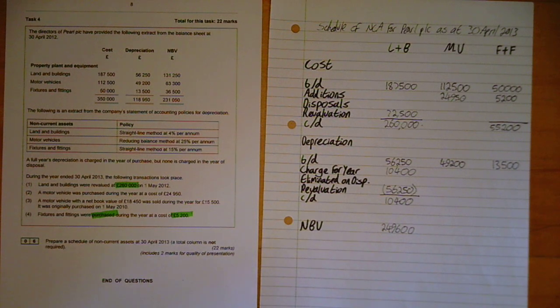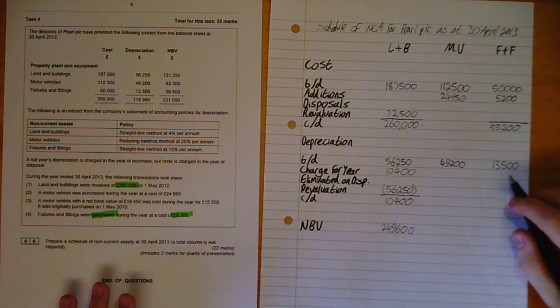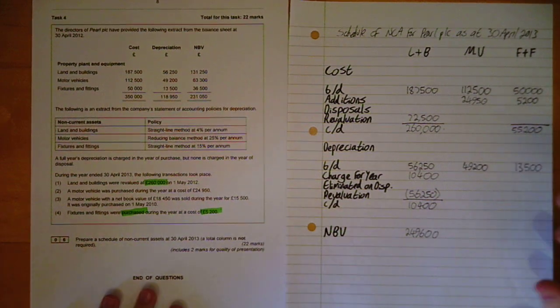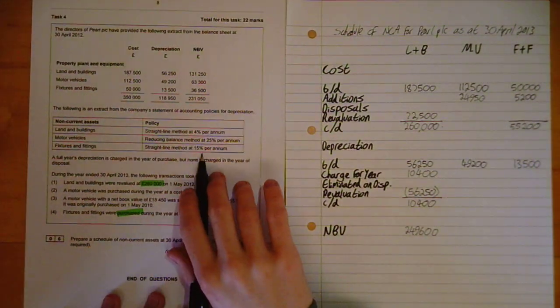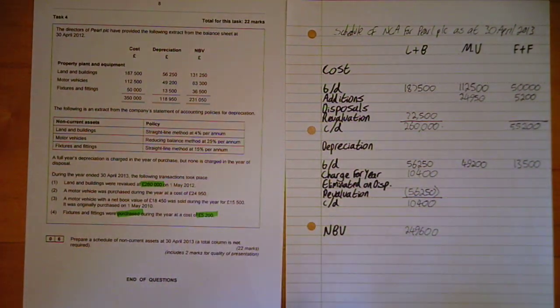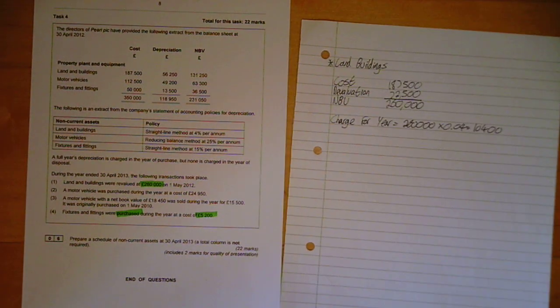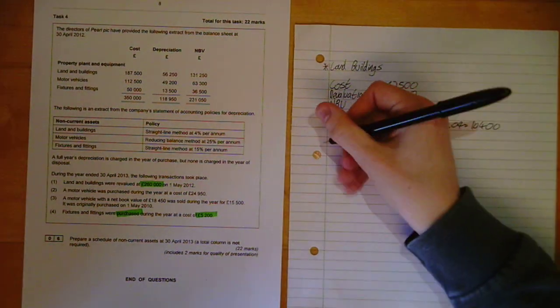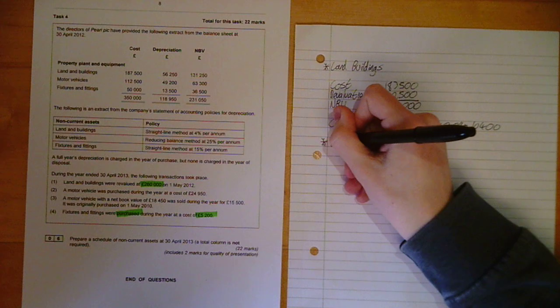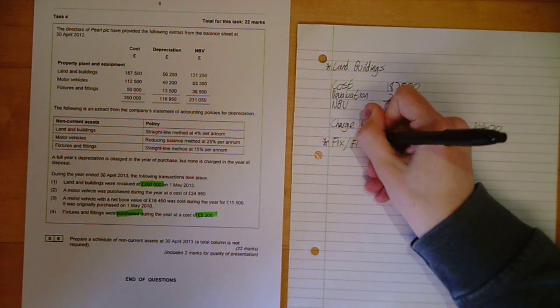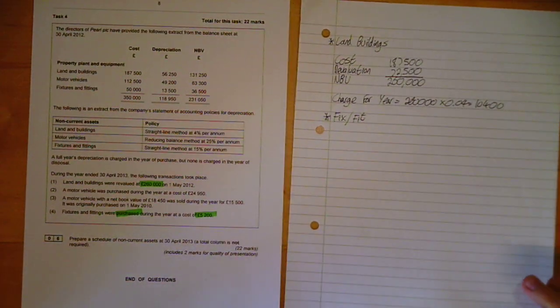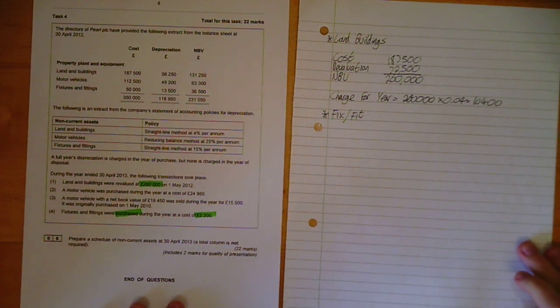Okay, now, so how are we going to work out our charge for the year? Well, once again, let's look at our policy, which is a straight line method at 15% per annum. So what I'm going to do is just work it out on here, abbreviating to fixtures and fits, straight line method at 15% per annum.